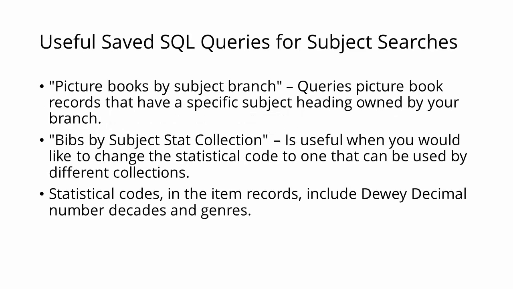The first SQL query that I will demonstrate will enable you to identify picture books owned by your library with a specific subject heading in the bibliographic record. This saved query is called Picture Books by Subject Branch. The second query that I will review can be used when you would like to search for a statistical code that can be used for different collections like action or adventure. This query is called Bibs by Subject Stat Collection. This query allows you to specify the collection that you would like to query.